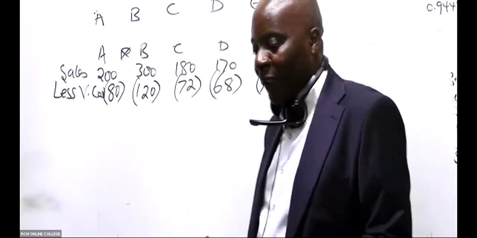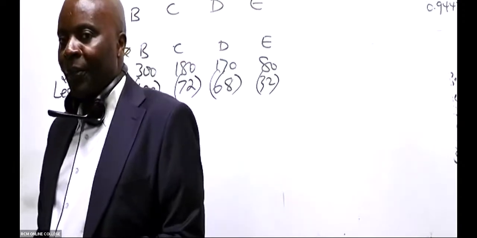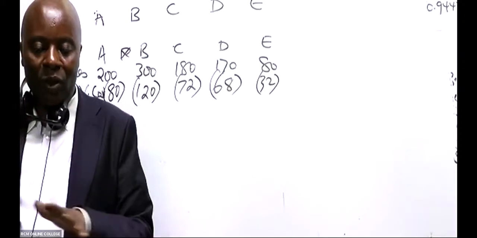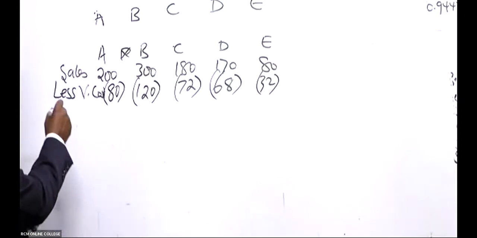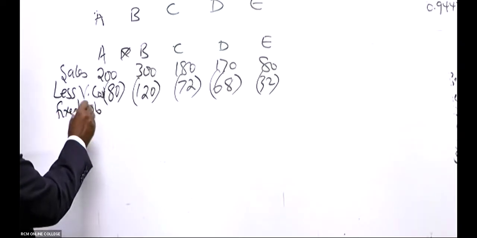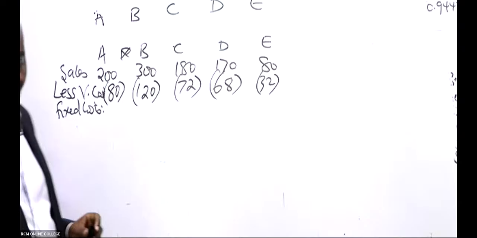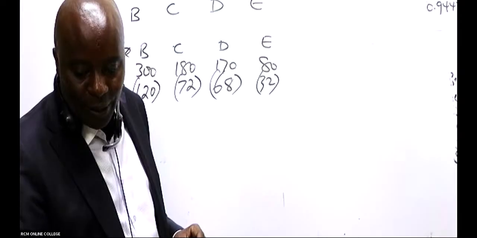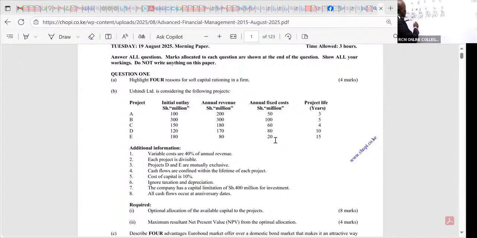Anything else that now we need to factor in? Because ultimately we want profits. So to get profits, we must less fixed costs as well, isn't it? So come and give us fixed costs. Are you able to see the fixed cost, my friends? Yeah. So the fixed cost column is up there. 50, 100, 60, 80, 20. Thank you so much.